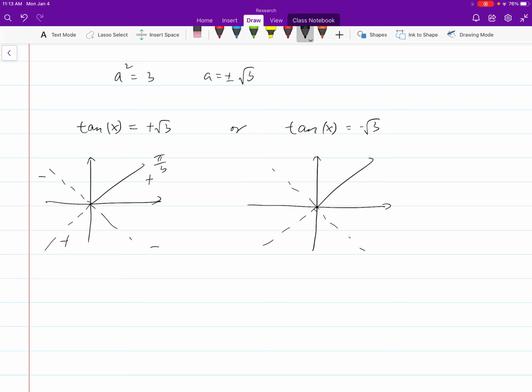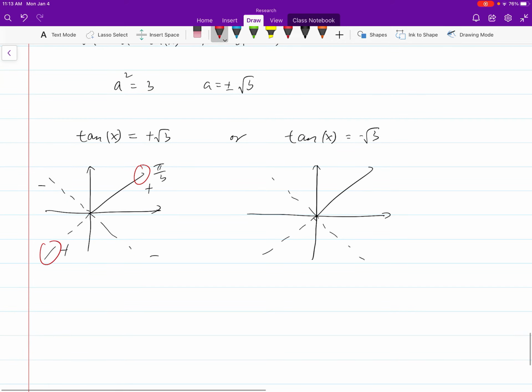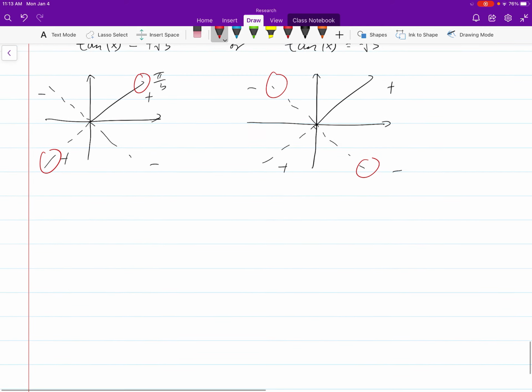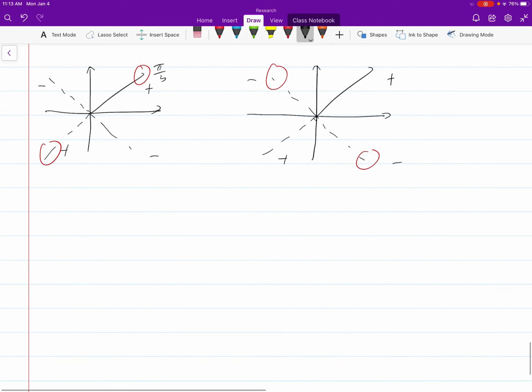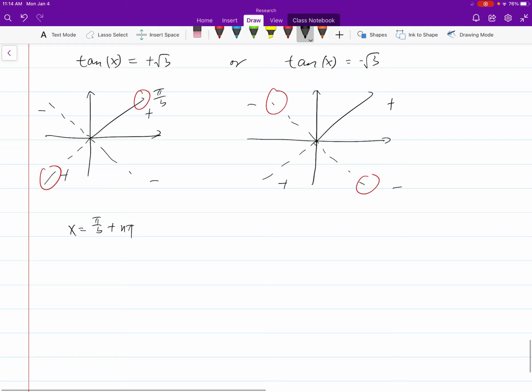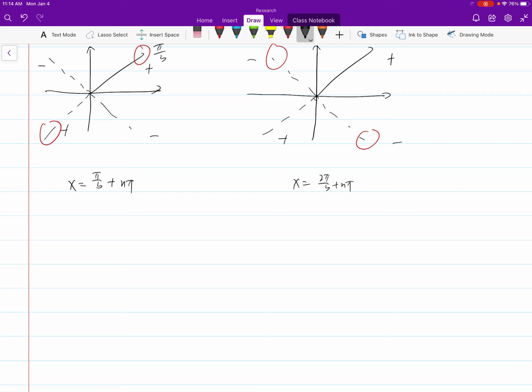Okay, for tangent, positive, positive, negative, negative. So for positive square root of 3, you should take these two. For the second case, you should take these two. Now putting these two together, you should take the whole 4. So the final answer is x equals pi over 3 plus n pi, and this is x equals 2 pi over 3 plus n pi. And the answer is actually merging them together.